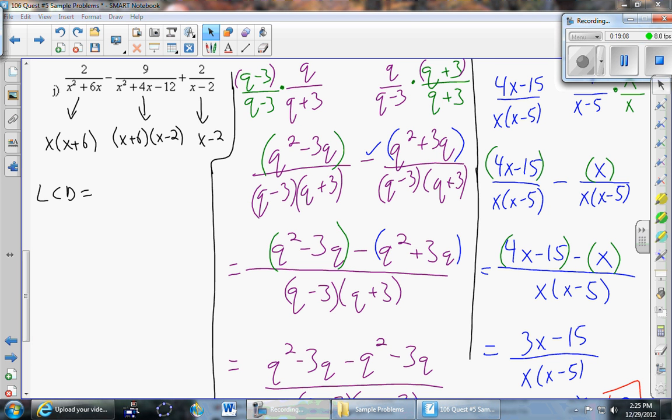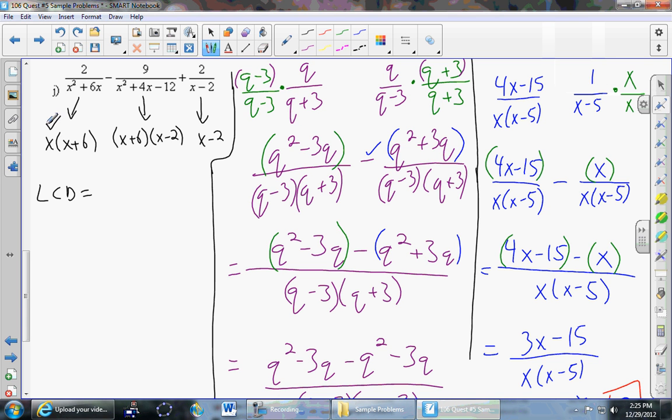Okay, so the basic idea of the Venn diagram is when you have overlapping stuff, you don't need to write it every time, you just need to write it once. So in our case, I'm just going to start copying things that I see from my denominators. I see an x, I'm going to put an x. I see x plus 6, I'm putting x plus 6. I see x plus 6 again, I don't need to put it again, I've got it already. I do need the x minus 2. Finally, x minus 2, I don't need it again, I've got it. So this is my LCD.